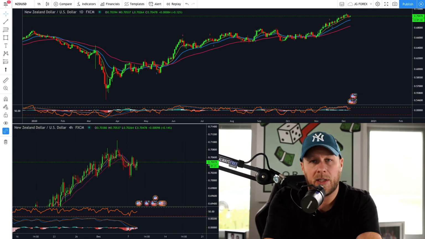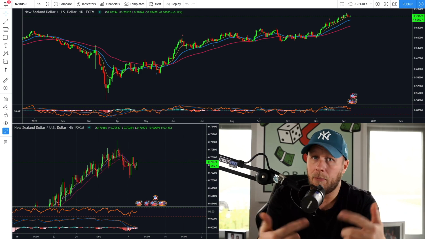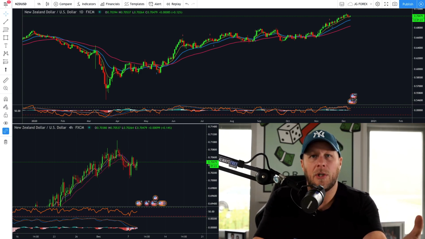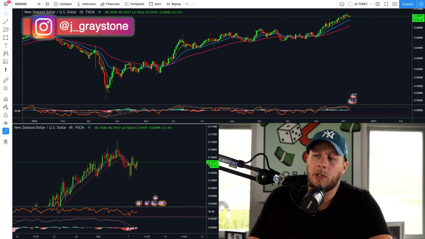Hopefully you got value from the double top, double bottom explanation. If you've got any questions, let me know. Let me know how you trade them. Let me know what you think about RSI. Let me know what you think about other filters that you might use for your double tops and double bottoms.